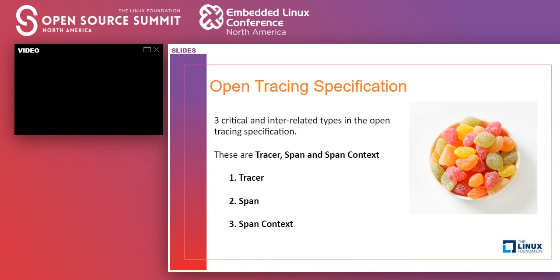But apart from that, there are three critical and interrelated types in the OpenTracing specification. The first one is the trace. It is the description of a transaction as it moves through a distributed system. Whenever a transaction goes from one layer to another, it is traced by the tracer. Now the second one is the span, and this is one of the most widely used and most important terms that you will come across many times while implementing OpenTracing for your application. It's a named, timed operation representing a piece of the workflow.